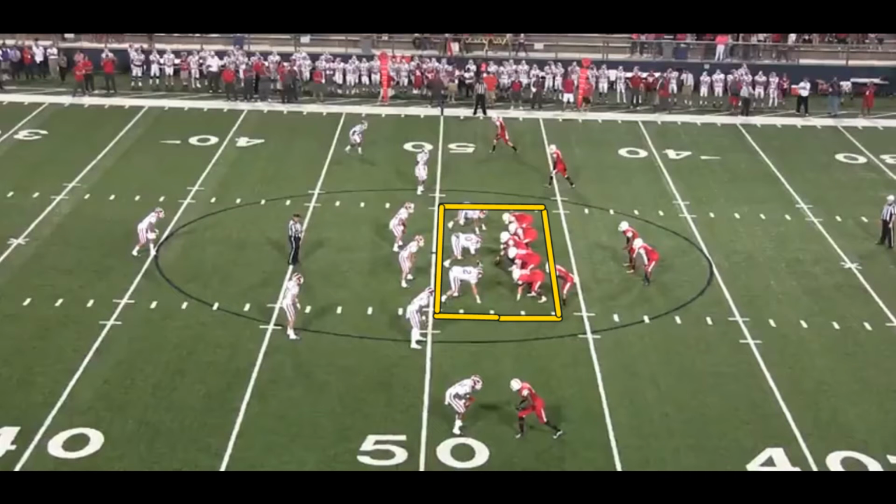So let's start off our conversation on low blocks with the exception to the low block foul, which is a block that occurs within the free blocking zone. You see a picture of it right here. Now let's bring up the rule and discuss it.